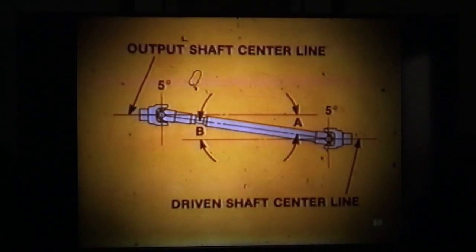In a parallel joint driveline, the driven shaft centerline angle must not vary more than 1/2 degree from the output shaft centerline angle. In this case, the engine centerline angle is declined 5 degrees to the rear. Therefore, the driven shaft centerline should be inclined 5 degrees plus or minus 1/2 degree to the front. Should the driven shaft be out of specifications, the component must be shimmed to the proper angle.